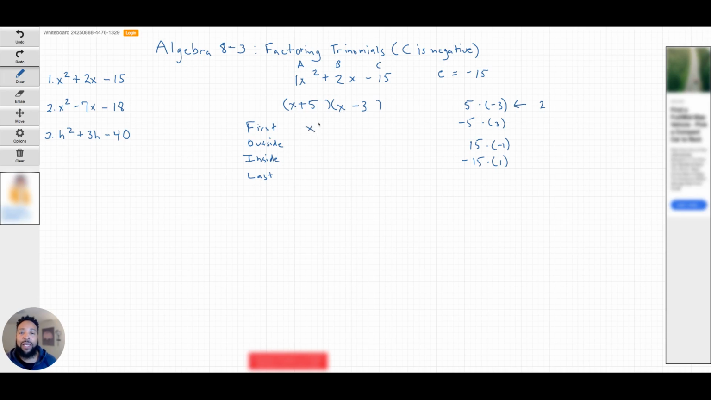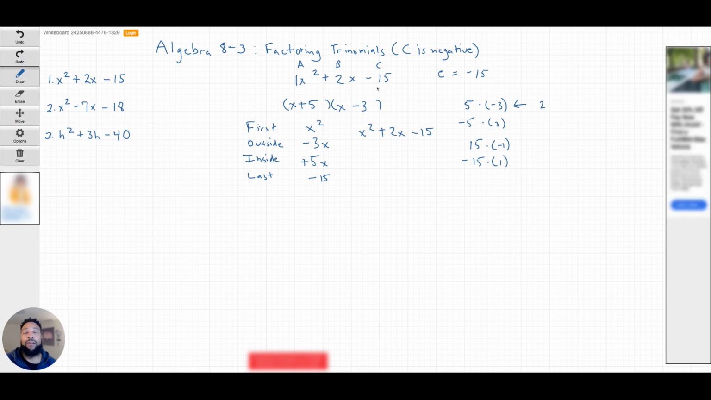So x times x is x squared. Then we look at the outside. We have an x here and a minus 3. So minus 3 times x is minus 3x. Then we look at the inside numbers. We have a 5 and an x. 5 times x is 5x. And then lastly, we look at the last variables. 5 times a negative 3, which is minus 15. So when we add like terms, we have a plus 5x minus a 3x. That'll give us our 2x. So we have x squared plus 2x minus 15 is our answer, which is what we came up with earlier.